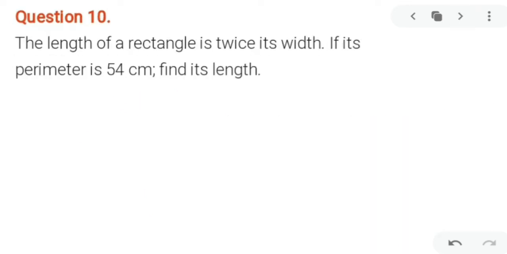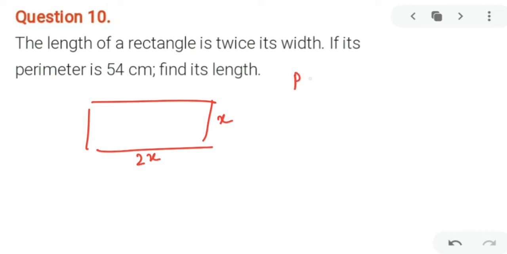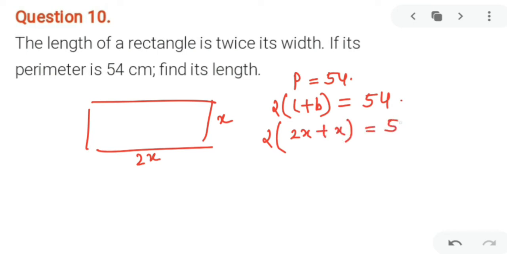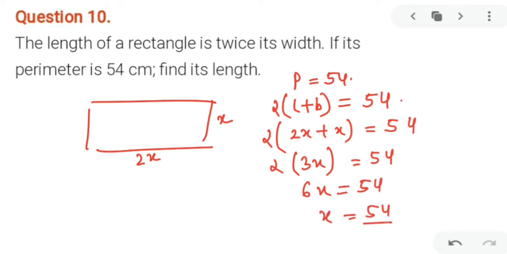Correct? Let's jump on to problem number 10, which says the length of a rectangle is twice its width. We do not know the width. I'll keep it as x and the length is 2x. Twice width means 2x. If the perimeter is 54, so perimeter is given as 54. What is the formula for perimeter, my dear kids? 2(l plus b) is given as 54. Now here in this case the length is 2x and the breadth is x. So instead of l and b I have written 2x plus x. So that will be 2 into 3x is equal to 54. That will be 6x is equal to 54. x is equal to 54 upon 6. x is equal to 9.